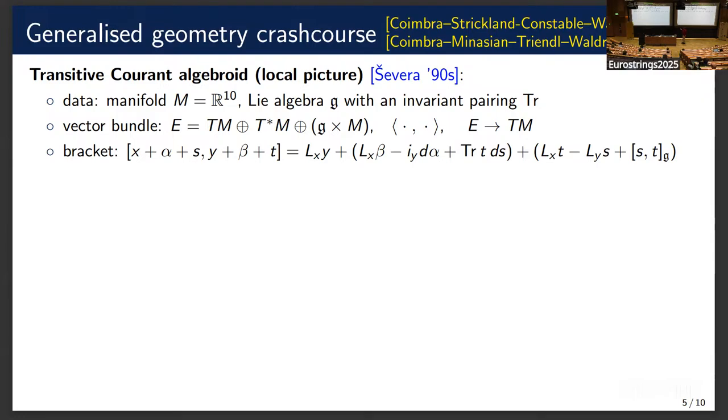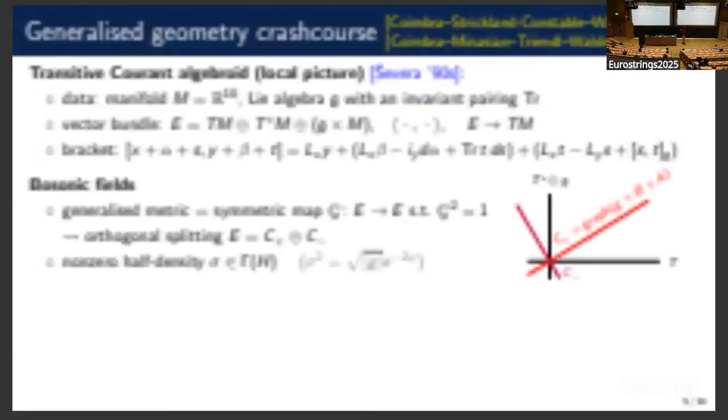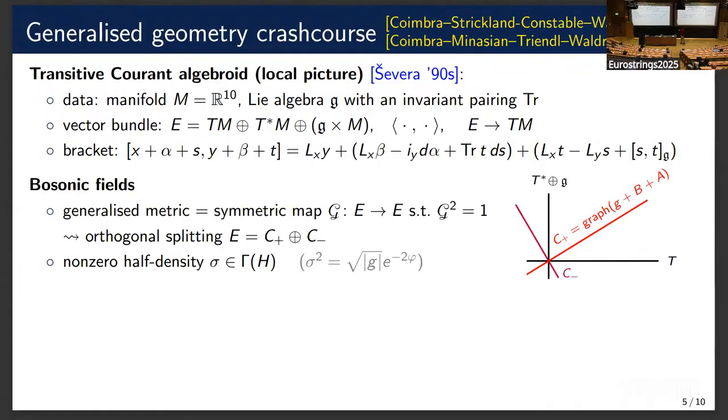Okay, so having defined this, now we can start encoding the fields. The claim is that the bosonic fields are easily encodable by taking simply these two objects. So we define a generalized metric to be a map G from this bundle to itself, which squares to the identity. This is just a fancy way of saying that we are splitting the bundle into the plus and minus one eigenbundles of G. So this is the same data as a splitting of the bundle into two bits, which are orthogonal. We will call them C plus and C minus. And so the way you encode most of the bosonic field content is simply that you draw this picture. So you have the tangent bundle, you write the rest. Together, this plane represents E.